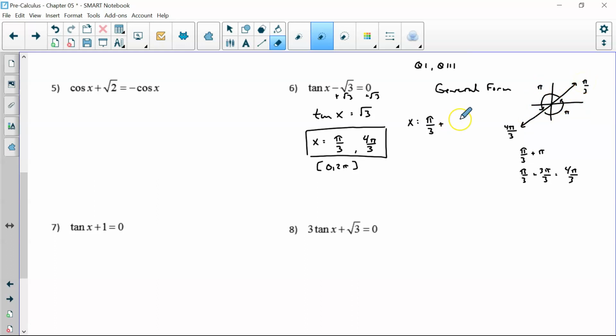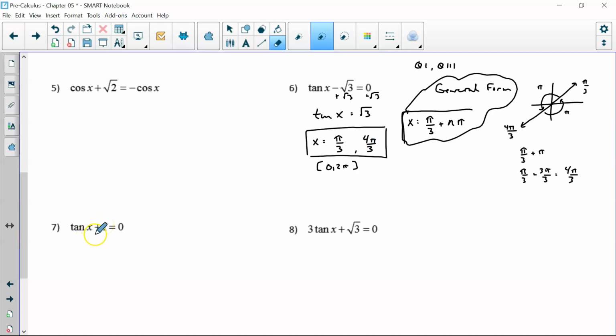So to write all of my solutions, it's just plus n pi. By writing that for general form, that takes care of all of the solutions, because if I just add pi, I'm at 4 pi over 3 as well. So that is all we need. And that's where tangent differs a little bit from sine and cosine. That's because the period of tangent is pi as opposed to sine and cosine, whose period is 2 pi.